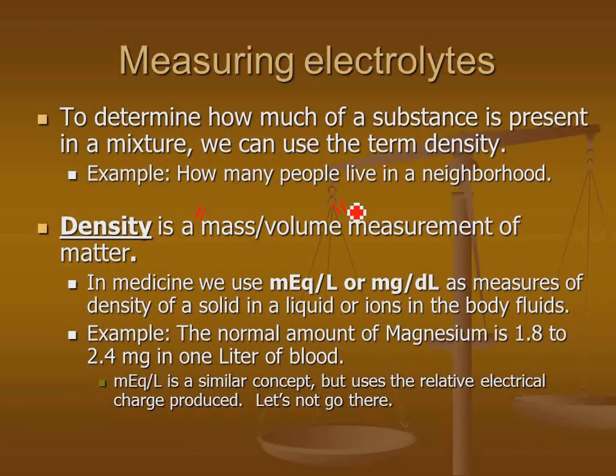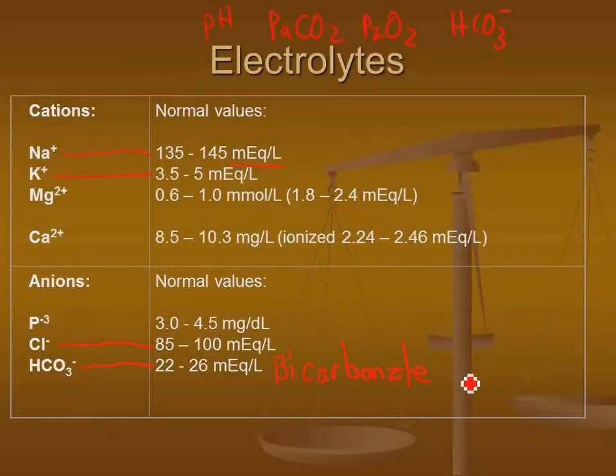And in the example of some of these electrolytes, we'll express it as milligrams per liter. So it's the mass of magnesium that is present per liter of blood. Milliequivalents, again, use relative electrical charge, which I don't want to go into. Just know that it's the unit for that one. But when we looked back here, phosphorus, for instance, is milligrams per deciliter of blood.